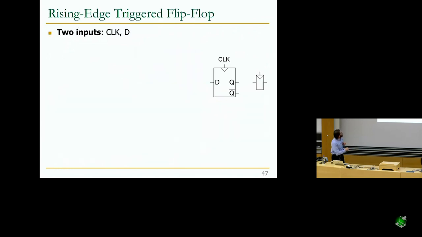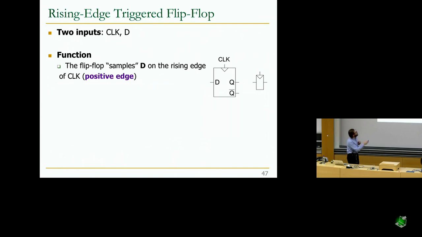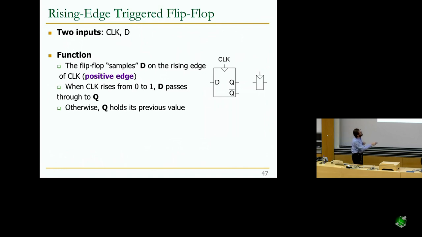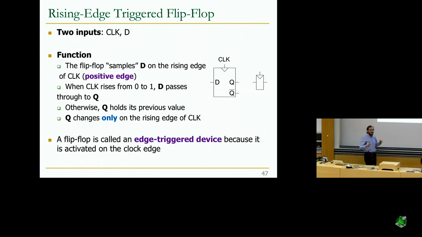So what have we learned? Basically, we have two inputs, clock and D. And the function of this flip-flop that's rising edge triggered is to sample the D input on the rising edge of the clock. This is called the positive edge of the clock. You can actually build a negative edge triggered flip-flop also, but once you know the principles, it doesn't matter. Basically, at the positive edge of the clock, when the clock rises from 0 to 1, that's what positive edge means, D passes through to Q, so D gets latched. Otherwise, D doesn't affect Q at all. Q holds its previous value, which means that Q changes only on the rising edge of the clock. So this is also called an edge-triggered device because it's activated on the clock edge.